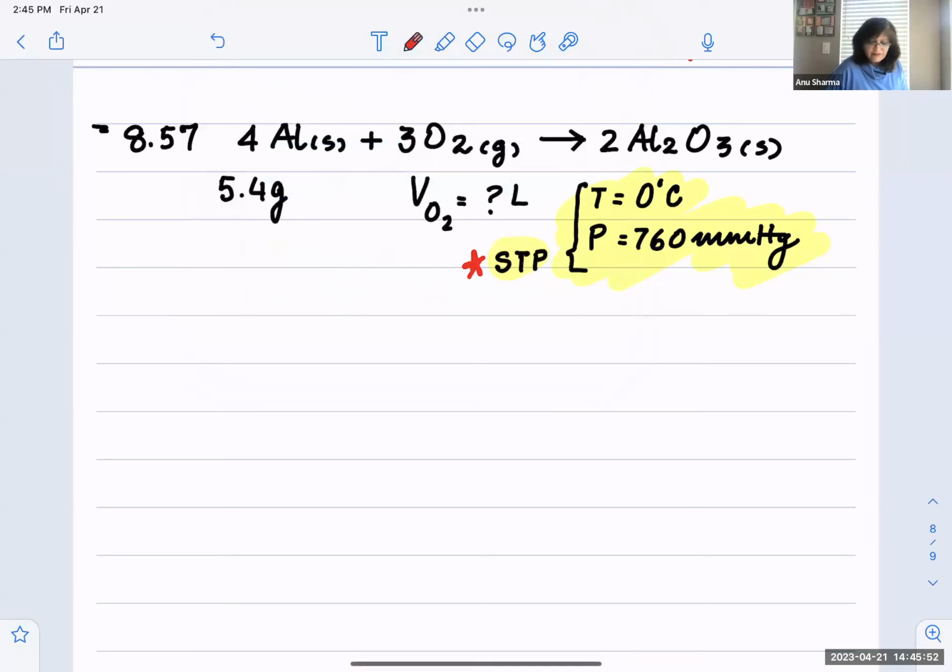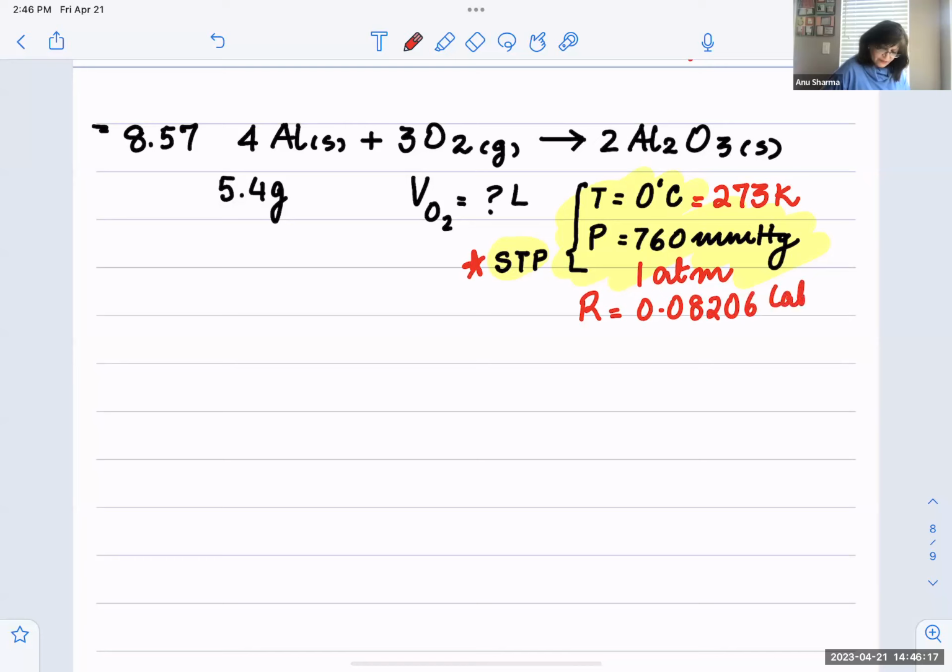So whenever STP is given, that means you have to use the values for STP. So this is equal to 273 Kelvin, and pressure is 760 millimeters of mercury, or you can also take the pressure equal to 1 atm. If you're going to use 1 atm, then the value of R is 0.08206 liters atmosphere per mole K. But if you're going to keep it at 760 millimeters of mercury, then you will use a different value of R.